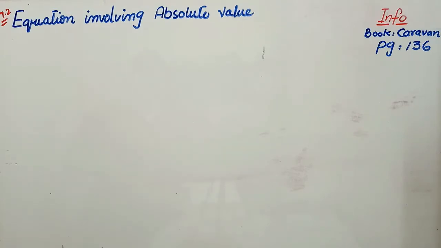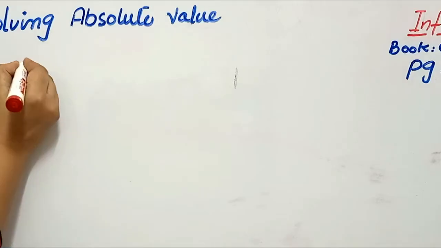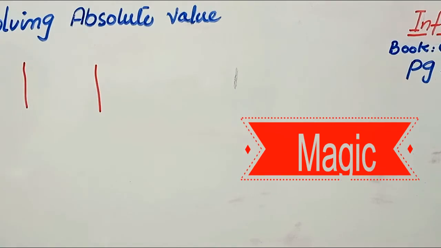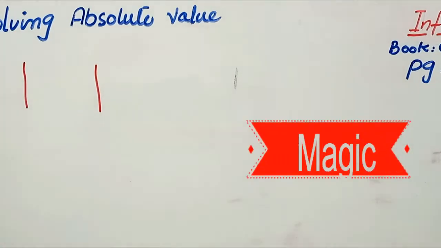Don't cram, just try to understand. If you understand the absolute value, you can bump up all equations involving absolute value. So these two bars are the magical bars. How are these the magical bars?